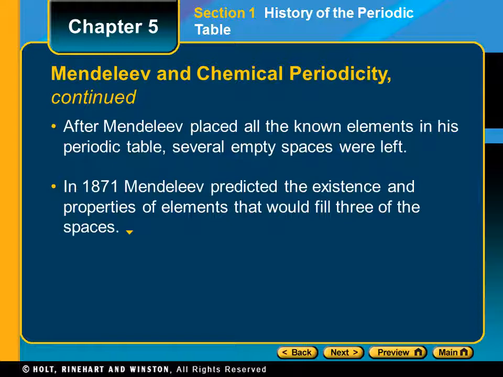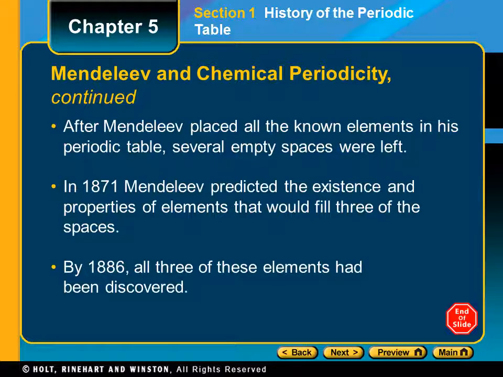So he looked at the data he had, the information he had, and he interpreted out of that information that there are going to be other substances, other elements that fill some of these spaces. And he predicted 3 of them. Not only that the elements would be there, but the properties of those elements. And that was in 1871. By 1886, all 3 of those elements had been discovered, and his prediction was shown to be true.